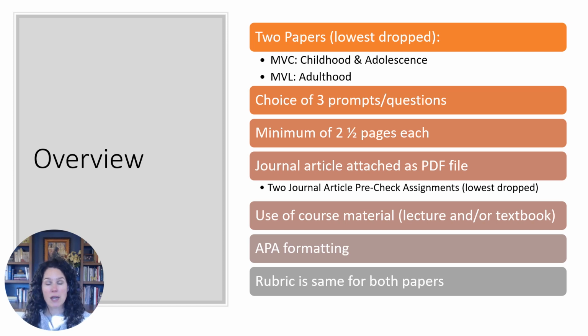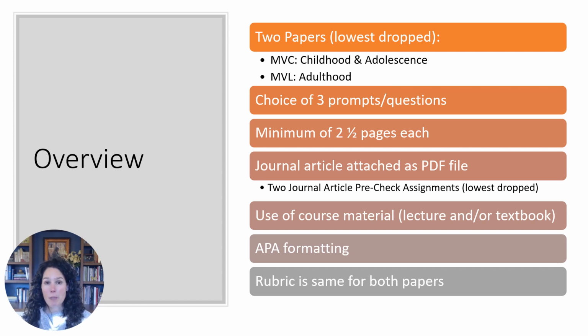So you could decide to skip the first one and just only do the last one, or I think what most students do is do the first paper, see what their grade is, and then decide if they want to do the second paper or not, or if they're happy with their score on the first paper.